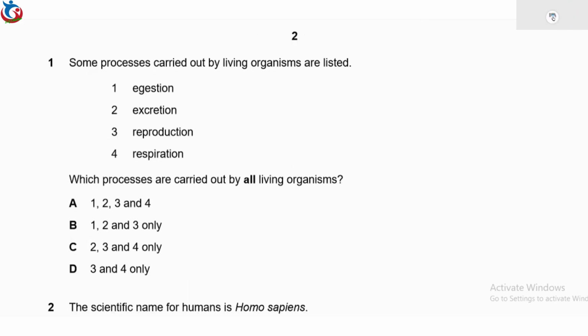Question 1 says, some processes carried out by living organisms are listed. 1. Egestion, 2. Excretion, 3. Reproduction, 4. Respiration. Which processes are carried out by all living organisms? From all these processes, you can observe that not all living organisms carry out egestion, but excretion is carried out by all living organisms, reproduction by all living organisms, and respiration by all living organisms.